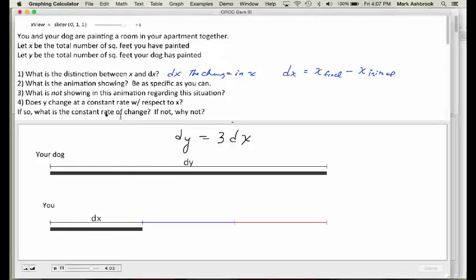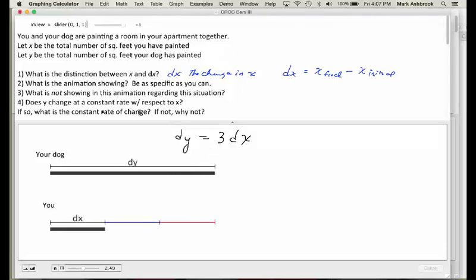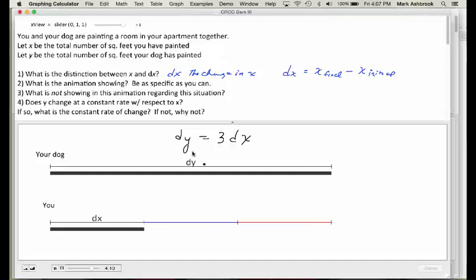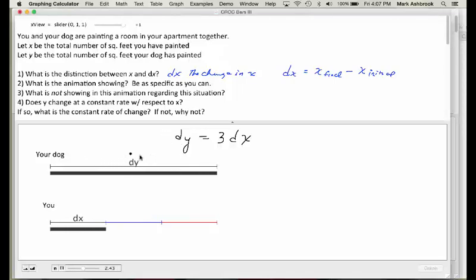And then the question is, does y change at a constant rate with respect to x? And the answer is absolutely, because for constant rate of change to exist, you must have proportionality in the changes of the quantities. Proportionality in the changes of the quantities. And that's exactly what we have. We have that dy is always 3 times dx.